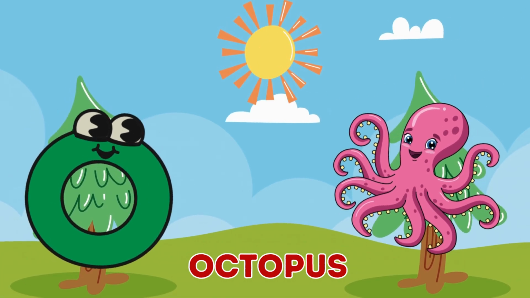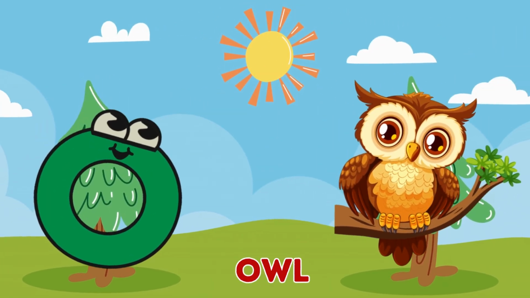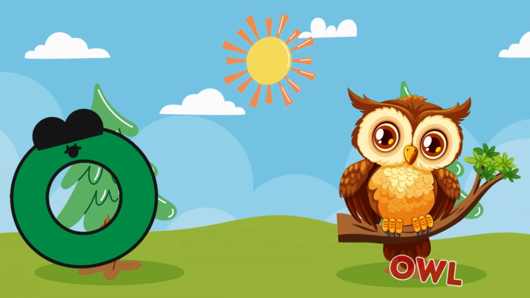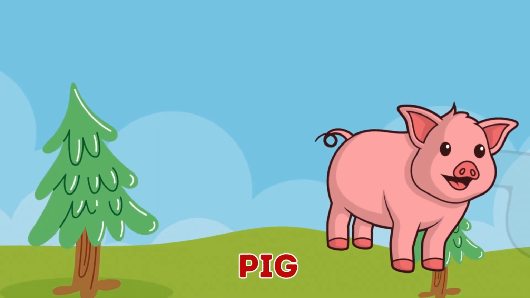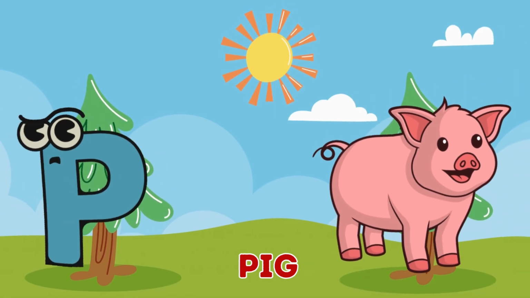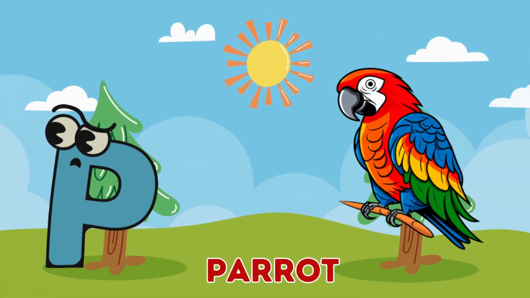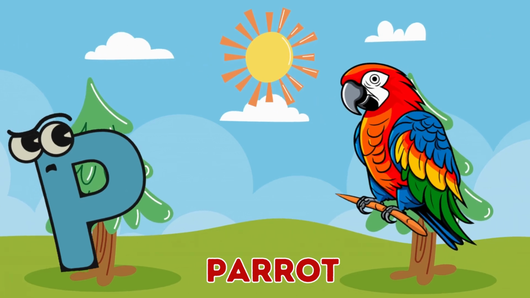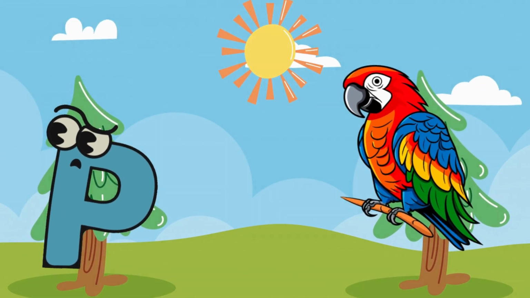O is for octopus. O is for owl. P is for pig. P is for parrot.